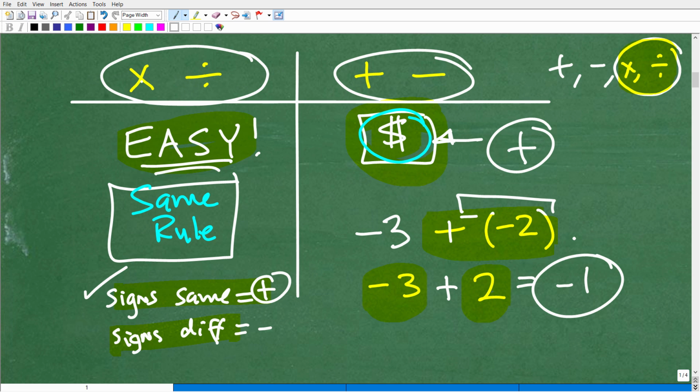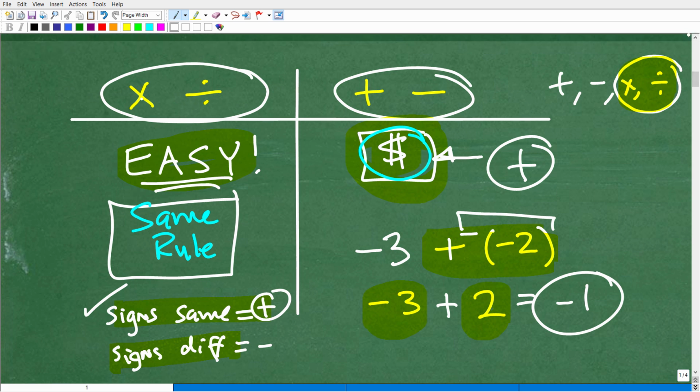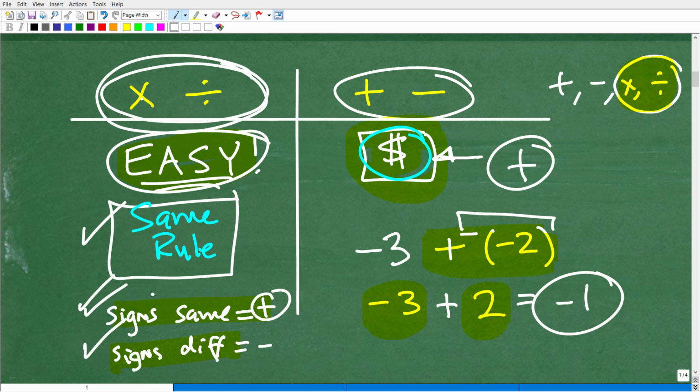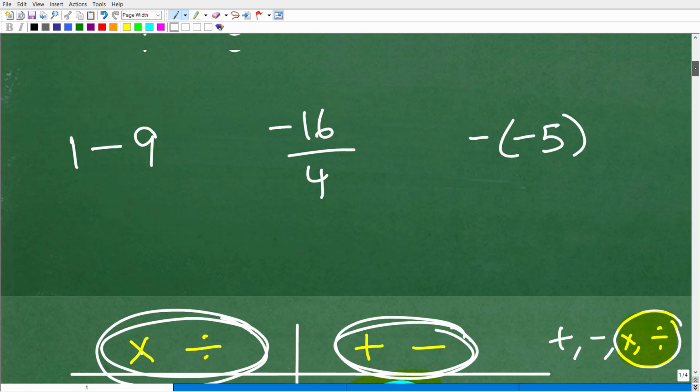Okay, so that is going to be a wrap here for positive and negative numbers. Just remember, multiplication and division is super easy. It's the same rule. If the signs are the same, the answer is positive. If the signs are different, the answer is negative. When it comes to addition and subtraction, just think in terms of putting all your problems into an addition form, and then think about money. Okay, just as we did that, and then also keep this negative of a negative situation in mind. If you do that, you're going to be good to go with positive and negative numbers.